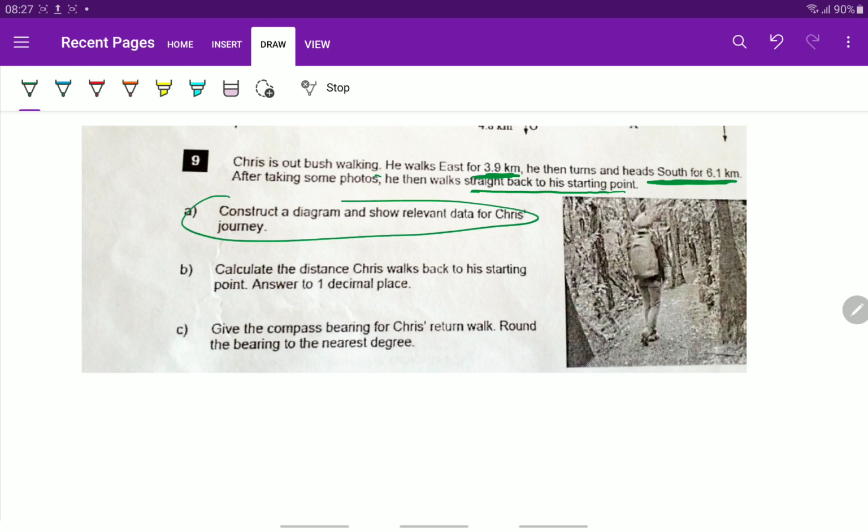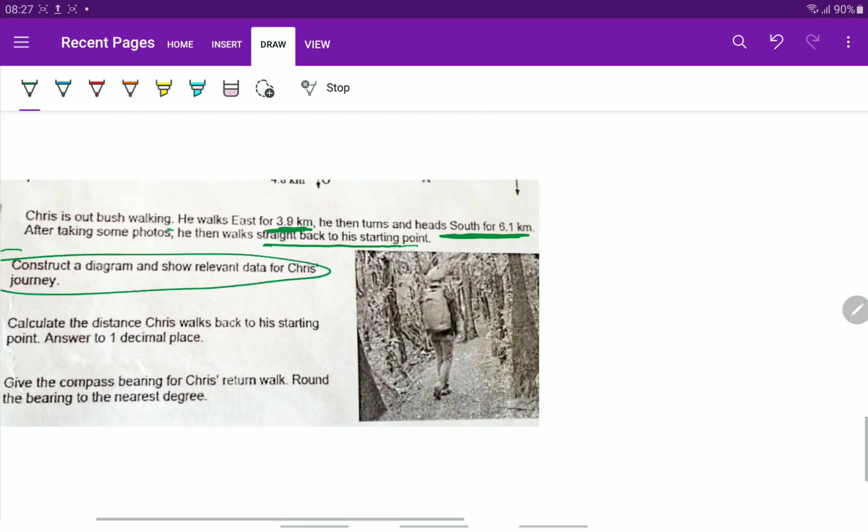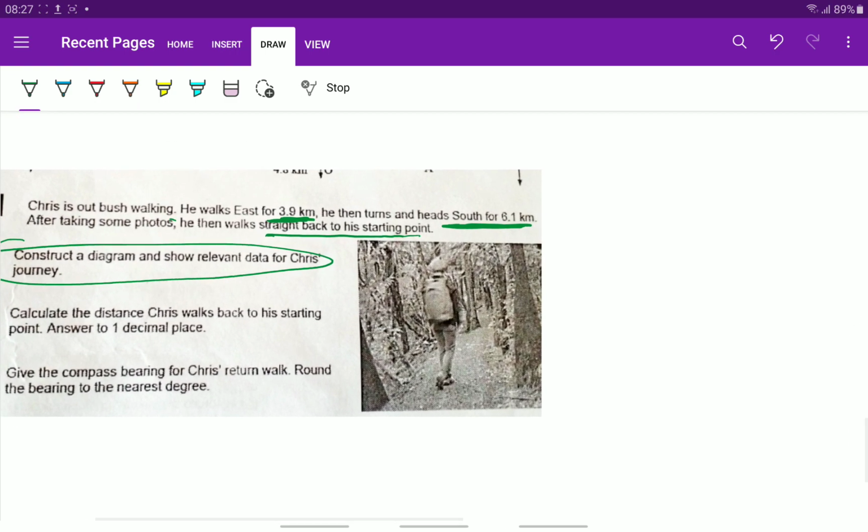Construct a diagram to show relevant data for Chris's journey. So this diagram should be fairly simple to draw because we have all the information we need. Let's draw the plane first, the coordinate plane, and then he walks east for 3.9 kilometers. So using a different color, east for 3.9 kilometers. Then we can label that 3.9.